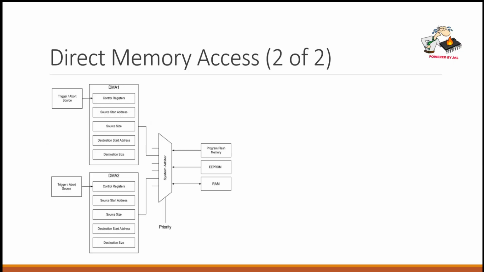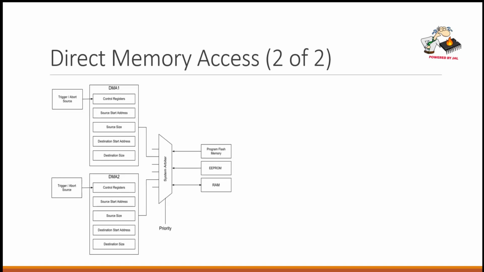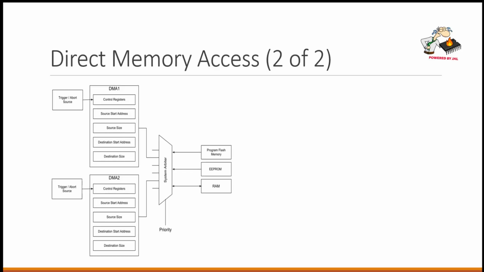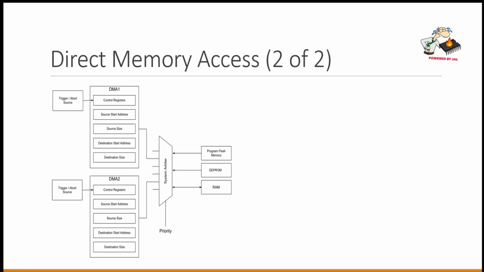If you look at the DMA setup, it looks as follows. You have one or more DMA controllers, and a DMA transfer is started by a trigger. But before using it you have to set, of course, the control registers. You have to set a source address where you can find the data, the source size, so the size of the data that you want to transfer, then a destination address where you send the data to, and the destination size.